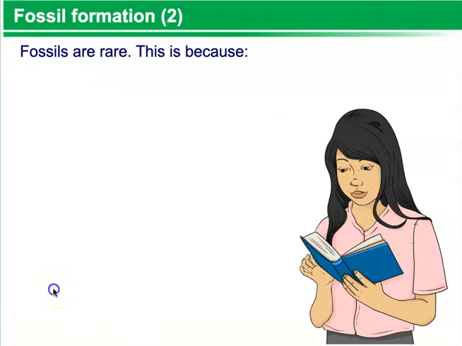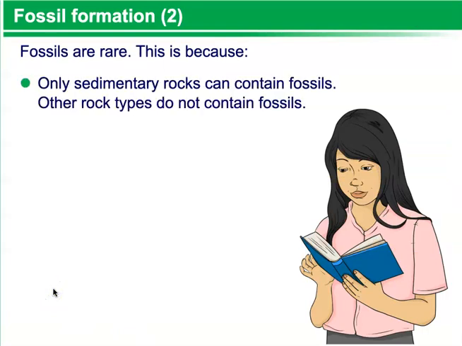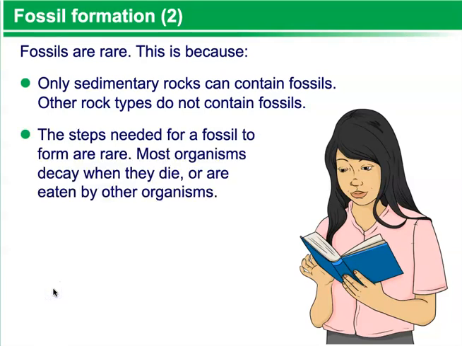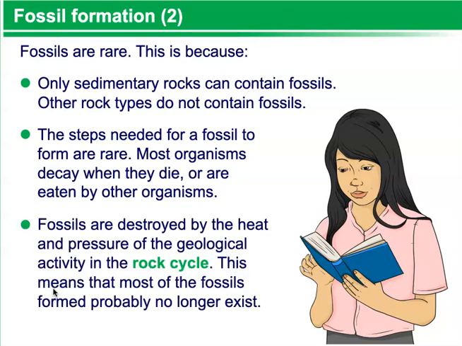Fossils are rare. This is because only sedimentary rocks can contain fossils. Other rock types do not contain fossils. The steps needed for a fossil to form are rare. Most organisms decay when they die, or are eaten by other organisms. Fossils are destroyed by the heat and pressure of the geological activity in the rock cycle. This means that most of the fossils formed probably no longer exist.